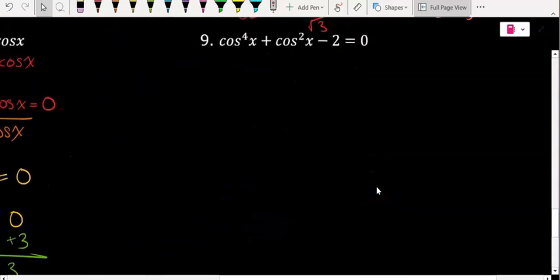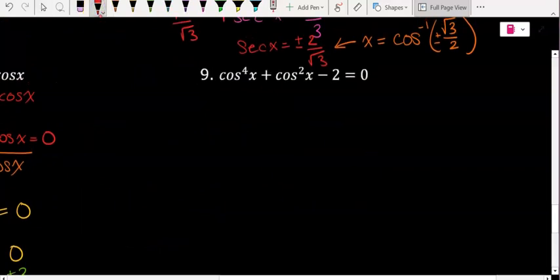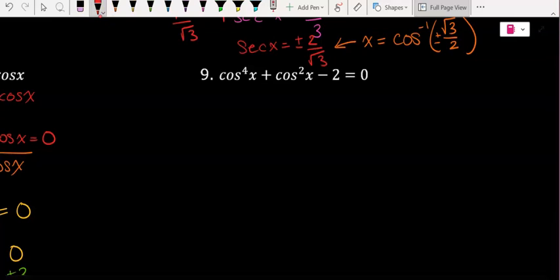All right, let's look here. All right, so in this one right here, I've got cosine to the 4th plus cosine squared minus 2 equals 0. This one looks a little bit different. A lot of times we're just going to look at this and we're going to kind of panic a little bit because it's not squared like we're used to. Instead, it's to the 4th.